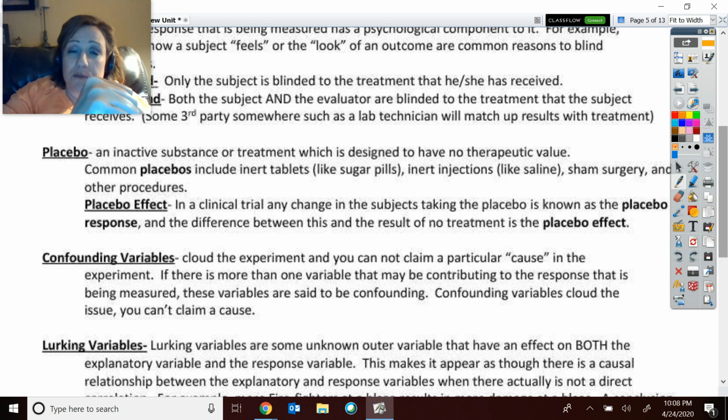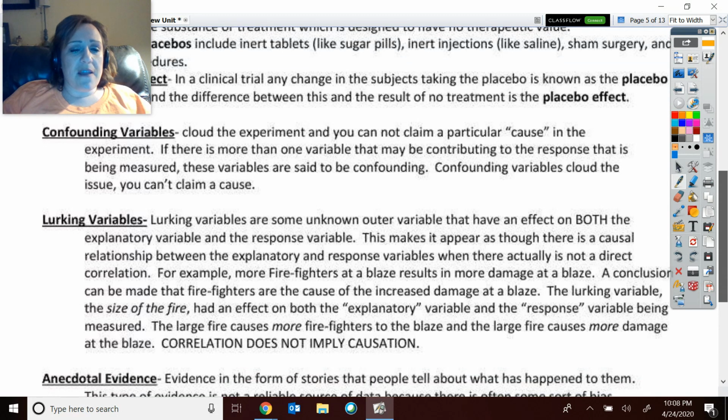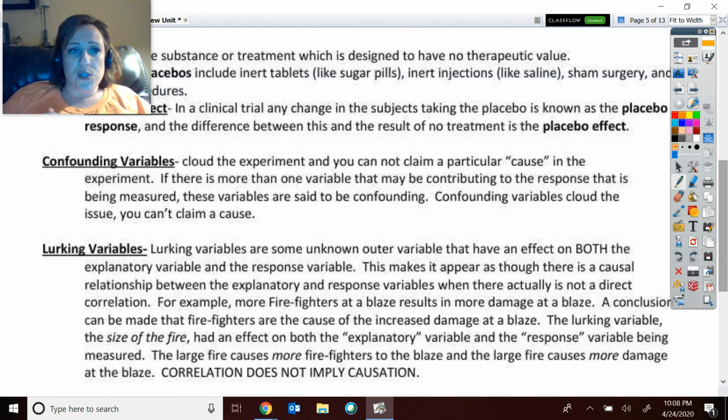So you might have a little improvement just because you think you're getting the pill, okay? But then is there much more difference because of the actual medicine? Okay. All right, and those confounding and lurking variables. Remember, confounding variables cloud the issue. You can't claim a cause.